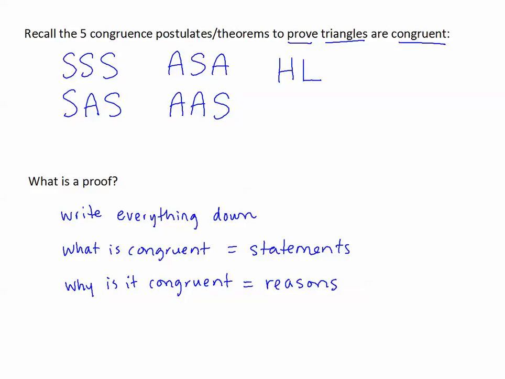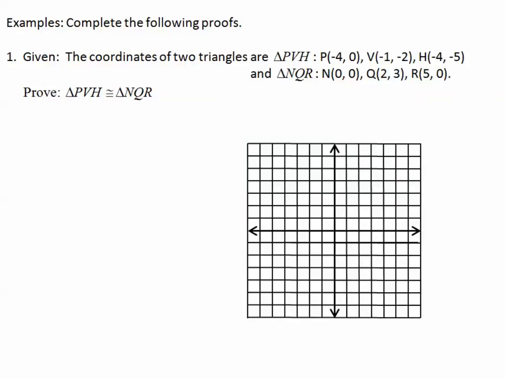Now let's start with something that we're used to seeing. Given the coordinates of 2 triangles are triangle PVH, P (-4, 0), V (-1, -2), H (-4, -5), and triangle NQR, N (0, 0), Q (2, 3), and R (5, 0). We need to prove that this makes triangle PVH congruent to triangle NQR.